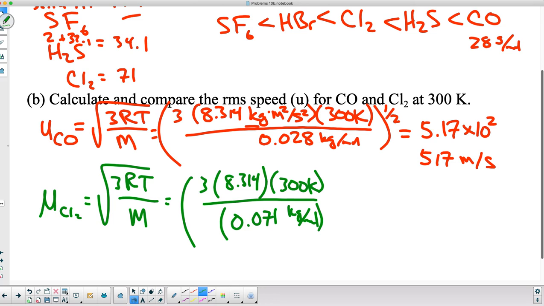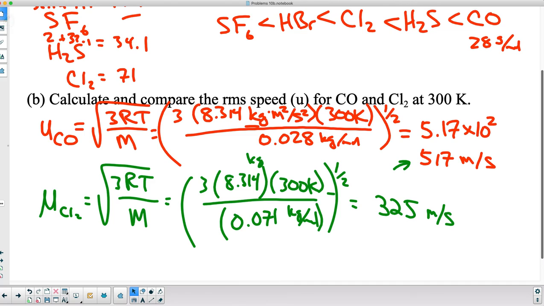Remember, we're changing this so we can cancel the kilograms on top with the kilograms on the bottom, and all of this is going to be to the 1/2, which means that I end up with 325, and this is also going to be meters per second. Notice that the lighter molecule is in fact a lot faster than the other one. All right, that's it for 10B problems.